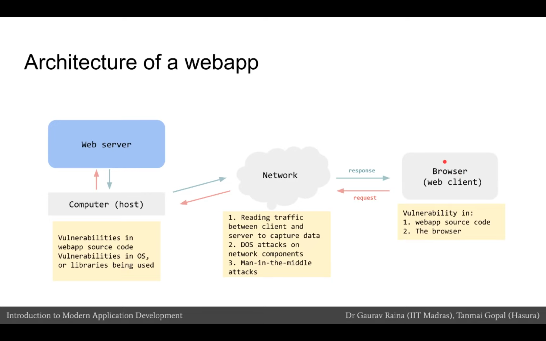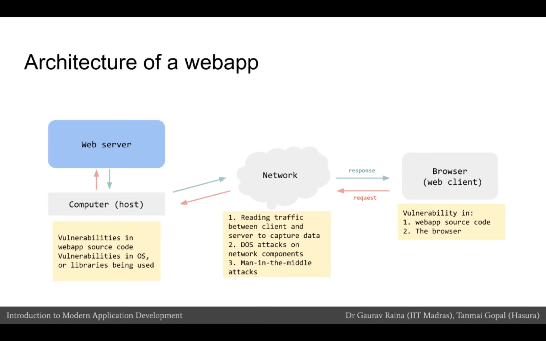The vulnerability might be in the web app source code, the code that we have written, or might be in the browser itself. On the network, it could be because hackers have access to the data that is in transit between a browser and a computer, and they're able to access that. It could be because there's a denial of service attack on the network components, which is not allowing our users to access the server itself.